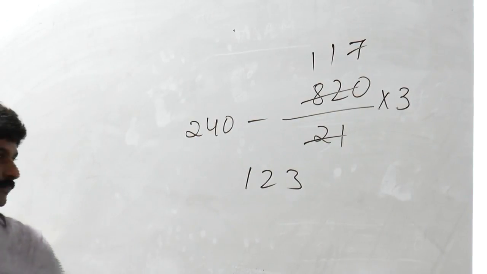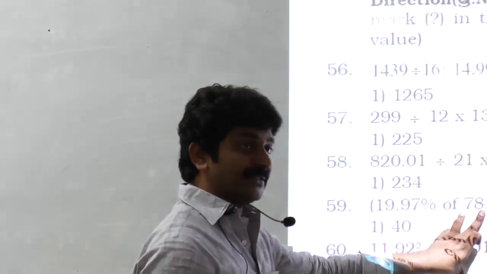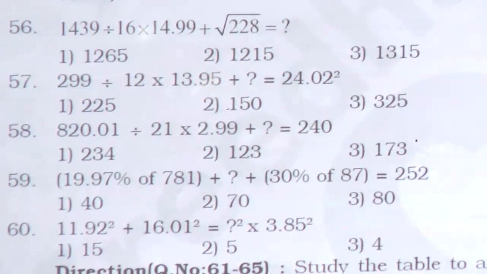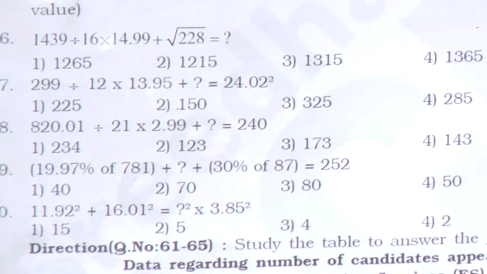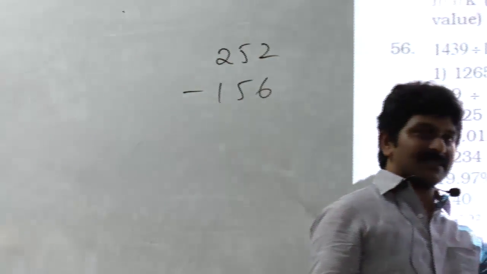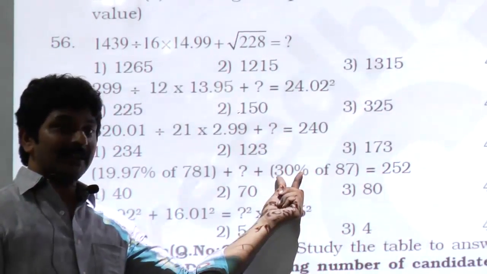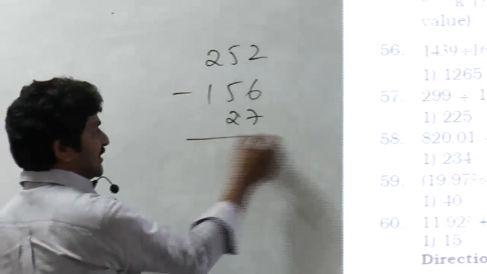Second option. Right, 20% of 780. 10% is 78. 20% is 2 times of it. 156. 10% is 78. 20% is 156. And subtract 156 from this. You need to subtract it, but hold it. From 252 you need to subtract 156. And also 30% of this. 30%. Let's make it 90, no issue at all. 10% of 90? 9. 30%? 27. So add 27 to this.